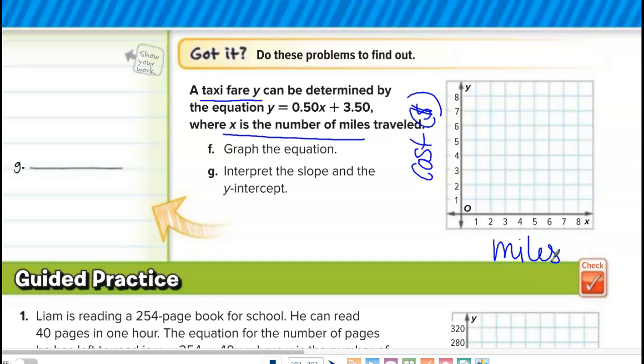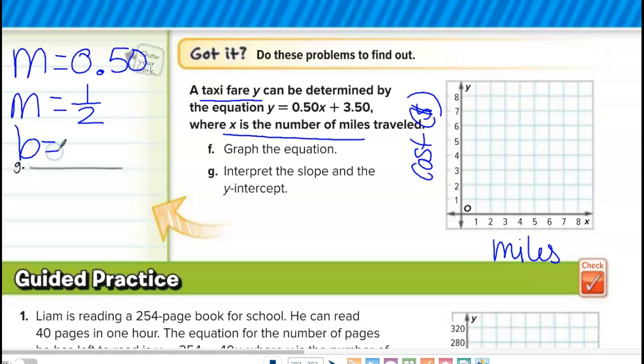So I need to find my slope, and I need to find my y-intercept. Okay? My slope is what? 50 cents. Are we used to writing slope as a decimal? No. So how could I rewrite that? 1/2. 50 hundredths is the same as 1/2. Okay, so let's say m is 1/2. And b is my y-intercept, which is what? 3 and 50 hundredths.